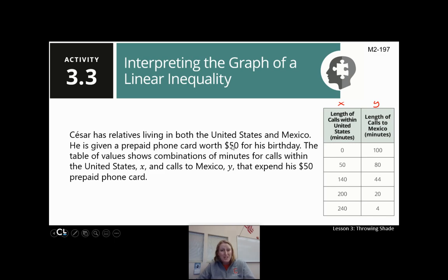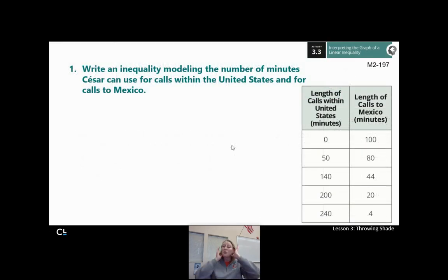So the first thing we need to do is write an inequality. I'm not going to deny this one's a little bit tricky, because while I do see a y-intercept, I don't see a slope. So I did have to play with this one a little bit, and you may have to play with it a bit too. Go ahead and write an inequality modeling the number of minutes Caesar can use for calls within the United States and for calls to Mexico. Go ahead, hit pause, see if you can get an inequality going, and then hit play when you're ready to check your work.